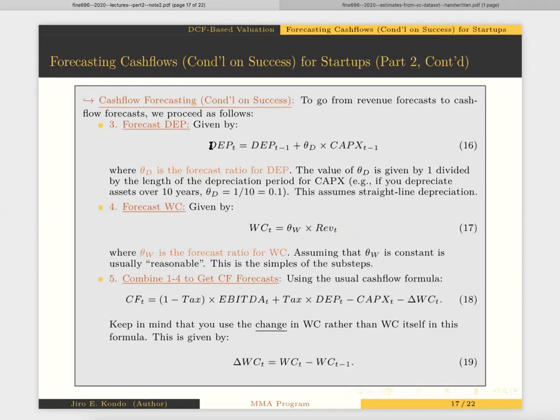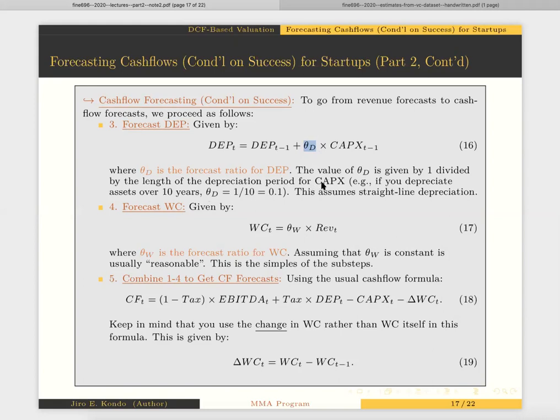For depreciation of a startup, we'll take depreciation at time t to be equal to the depreciation that a startup had in its prior period, plus some percentage of its CapEx over the most recent period. This just is meant to represent the fact that we expect depreciation to increase for a startup over time, because it's got a larger and larger asset base to depreciate. This parameter theta D, which is the only parameter in this relationship, is just given by 1 divided by the average length of the depreciation schedule for the assets that a startup acquires when they're making capital expenditures.